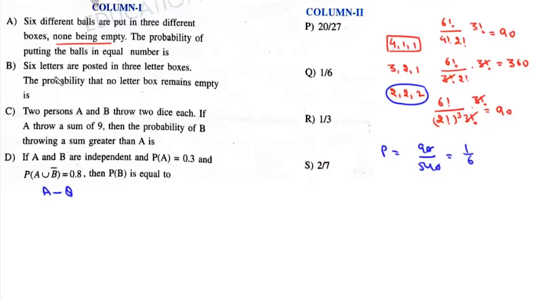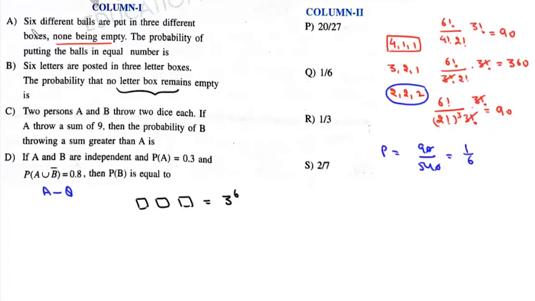Now the second one is, 6 letters are posted in 3 letter boxes. Find the probability that no letter box is empty. First we'll find the total number of ways of distributing these 6 letters in these 3 letter boxes. For each letter we have 3 choices. So the total number of ways of distributing these 6 letters in 3 boxes is 3 to the power 6. Now in how many ways can we distribute them so that no letter box is empty?